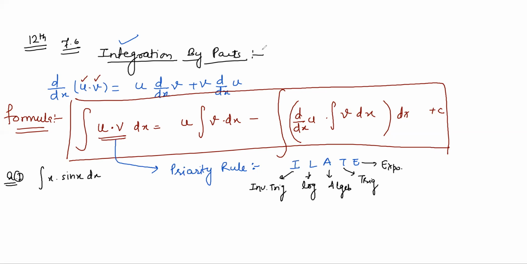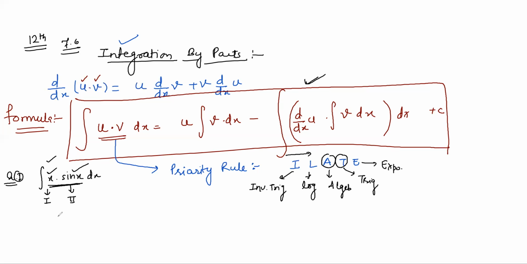So guys, as we have seen, there's one question, so we'll see which one will be the first function and which will be the second function according to this priority rule. You can see there is one algebraic function and one trigonometric function. If I start from here, first algebraic function will come and after that trigonometric function will come. So this will be my first function and this will be my second function. This priority rule will tell you which function will be your first function and which will be your second function.